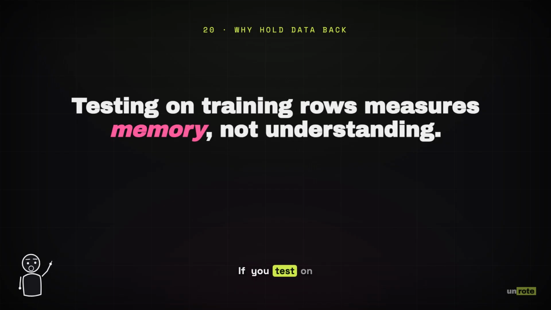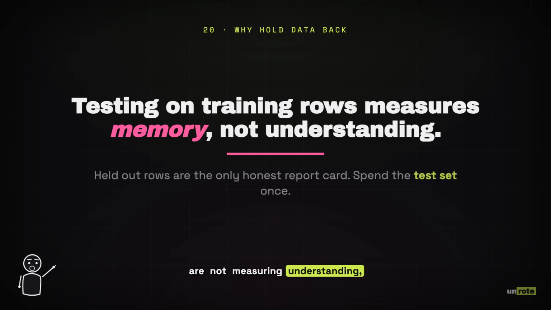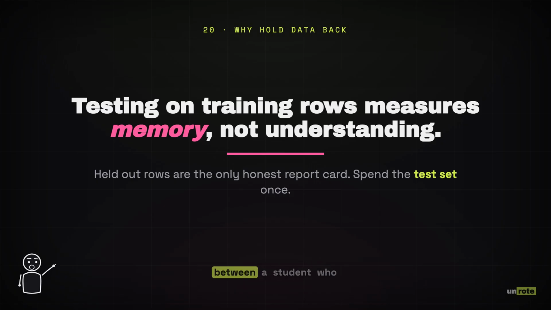The reason is worth saying plainly. If you test on rows the model already trained on, you are not measuring understanding, you are measuring memory. It is the difference between a student who understands and a student holding the answer key.